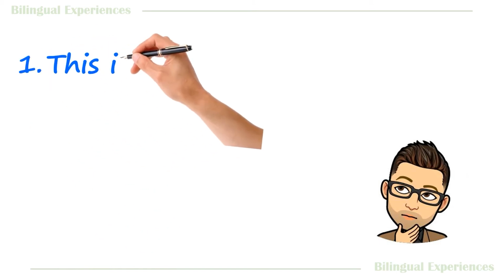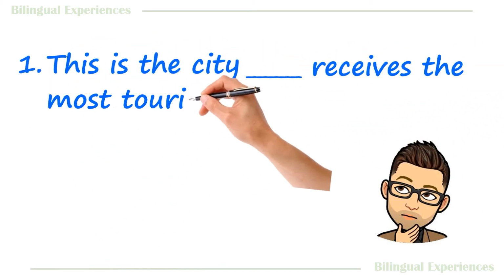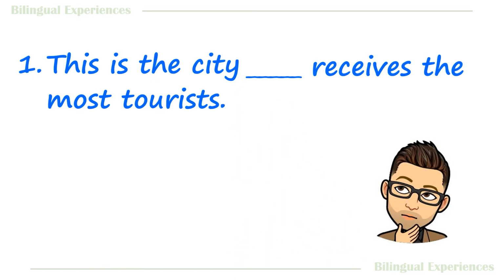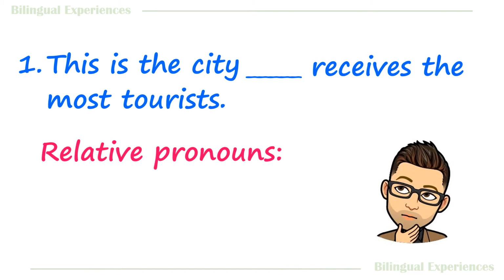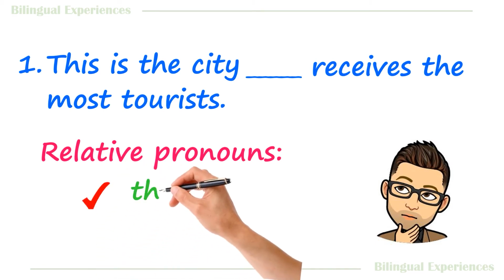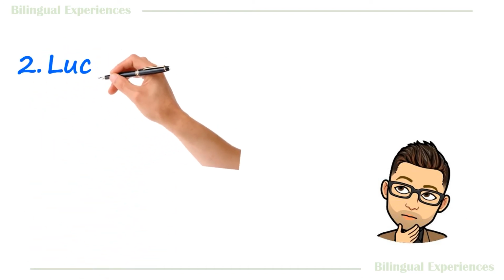Number 1. This is a city, blank, receives the most tourists. What relative pronouns can we use to complete it? We're talking about a city that is a thing. So we want to use that, and we want to use which to make it a little bit more formal. Okay, what about number 2?